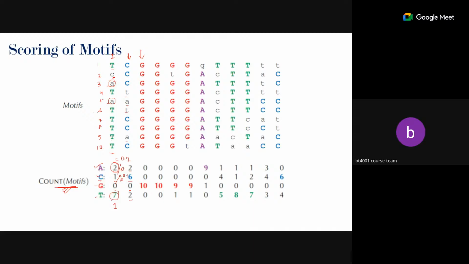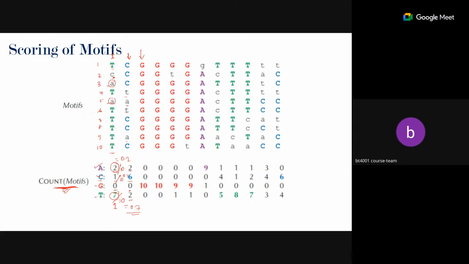T is occurring 7 times at position number 1, out of 10. So the probability of occurrence of T at position number 1 is 7 out of 10, which is equal to 0.7. So basically, once you compute the count of motifs, instead of the exact number of times a nucleotide occurs, we have another way of representing the probability of occurrence of that nucleotide at that particular position.